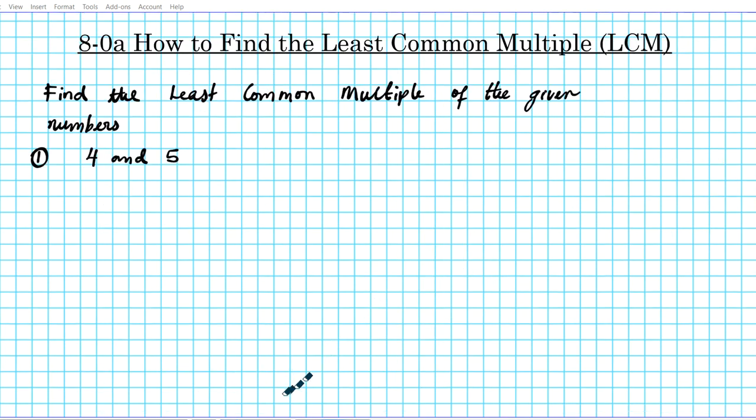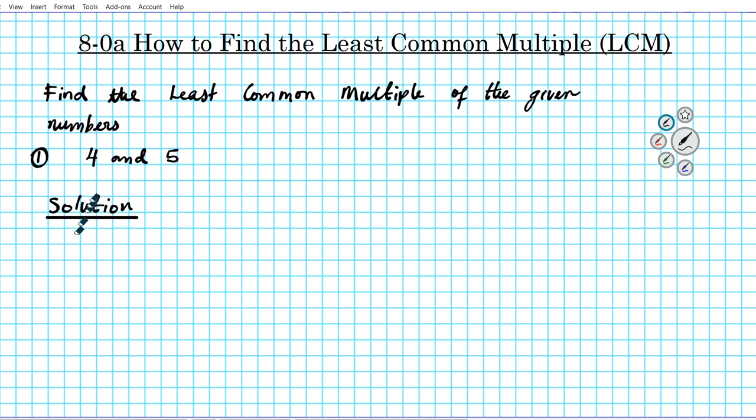Alright, so the instructions for the examples that we are going to be working on are for us to find the least common multiple or LCM of the given numbers. So for question number 1, we are going to find the least common multiple of 4 and 5. Alright, so let's take a look at that. This particular presentation shows the importance of knowing your multiplication facts, from 1 all the way to 12 at least.